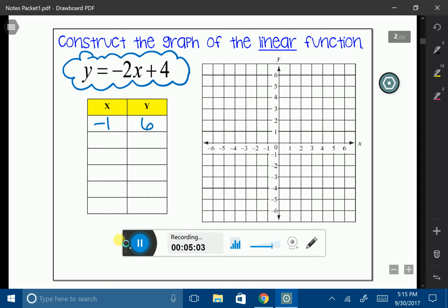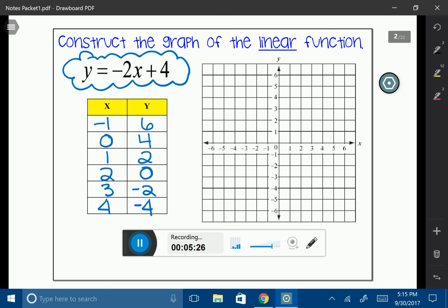So I'm going to put a 0, 4, and then a 1, 2, and then a 2, 0, and a 3, -2, and I'm going to go ahead and put a 4 and a -4. Now, right now, that's all that fits into my table of values. I could use more, and I'll show you that in a moment.